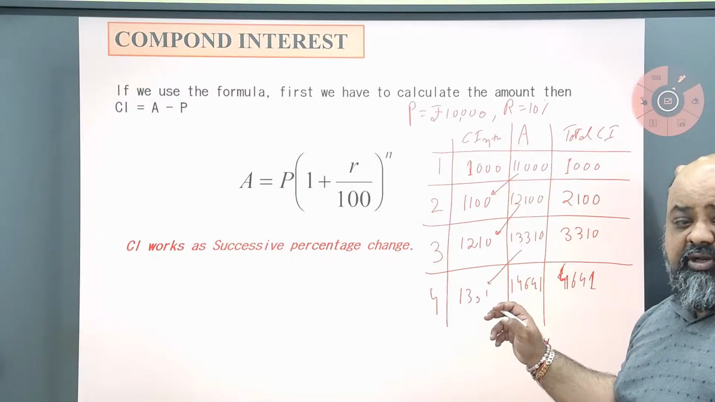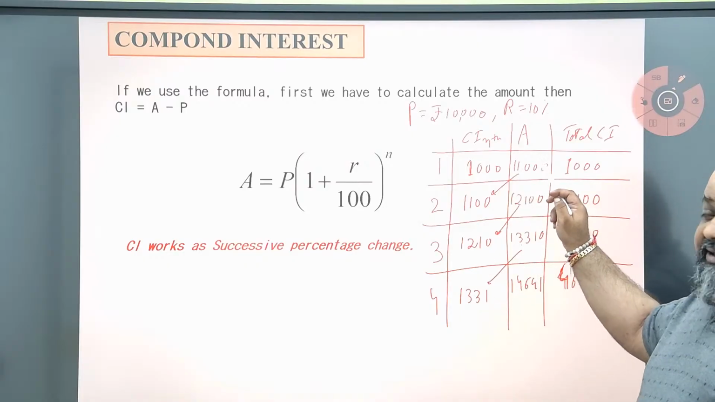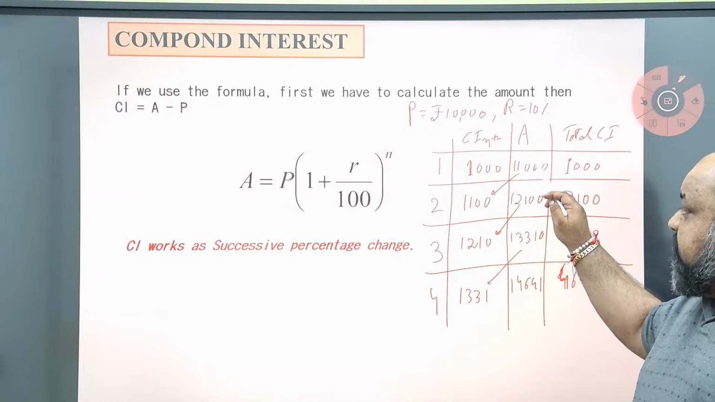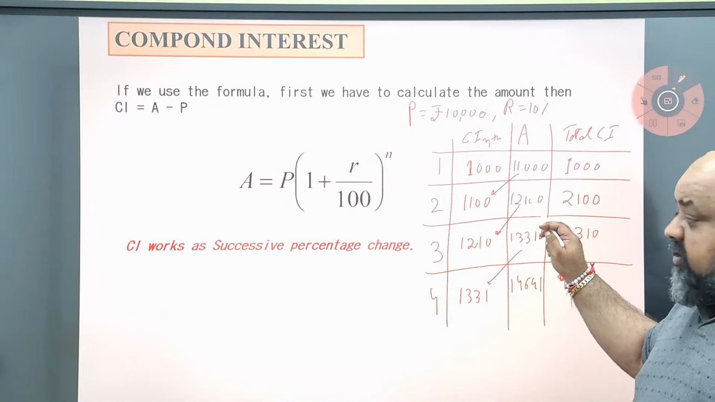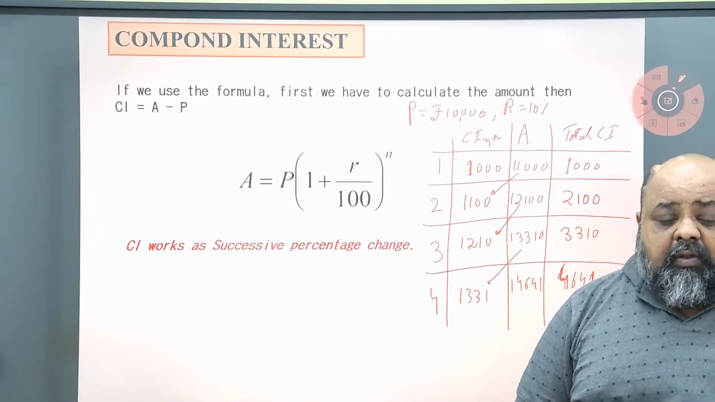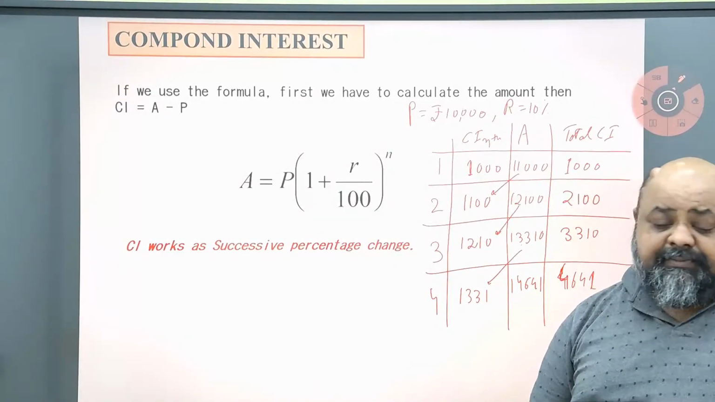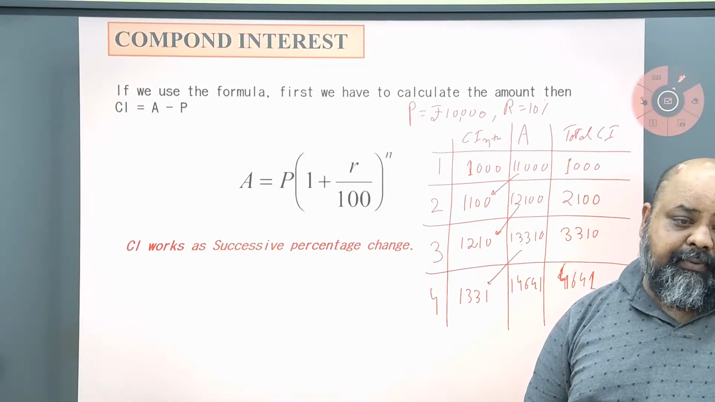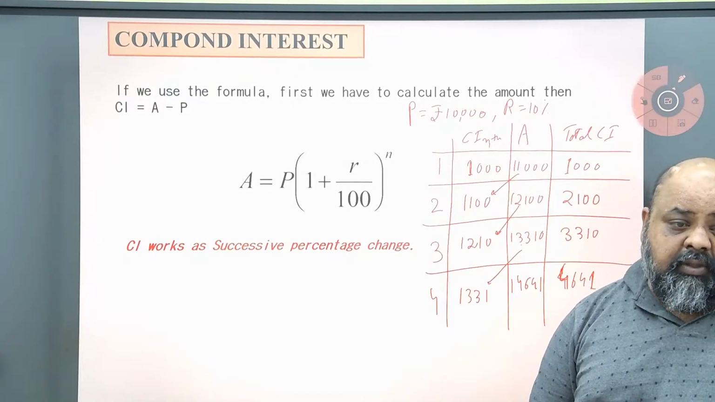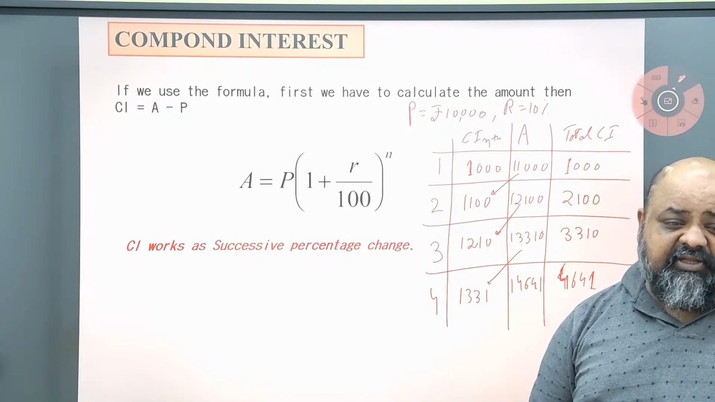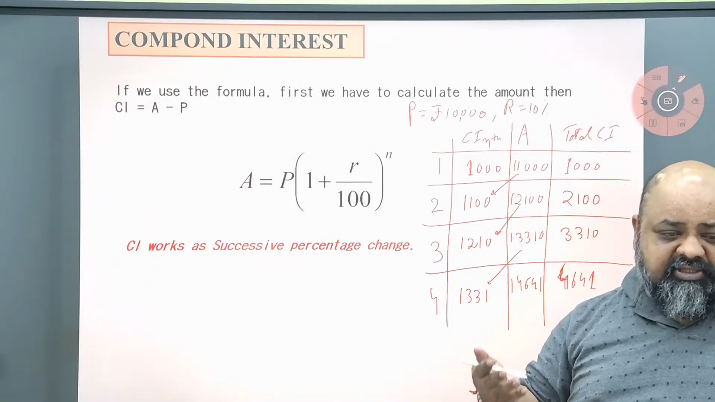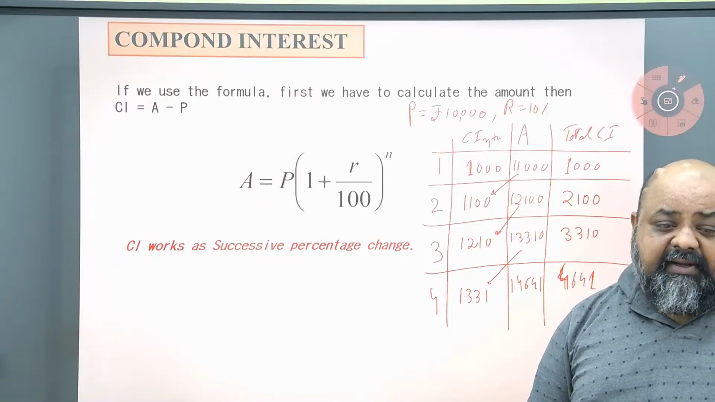So for the first column, I have taken 10% of the second column's value. Then I have added this interest to the amount to get the amount at the end of the year. Amount minus principal gives me total compound interest. Do we see any patterns here? The first two columns definitely show patterns or concept that is repeated, and they are related as well.